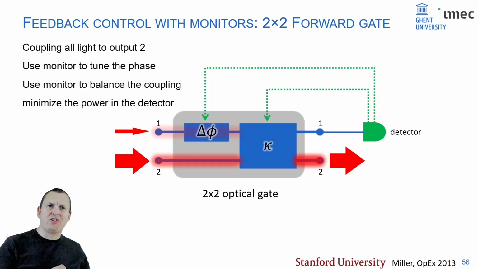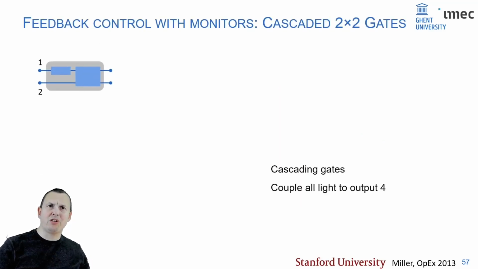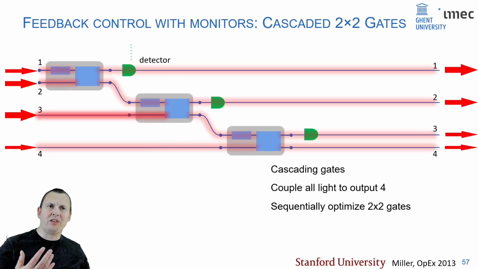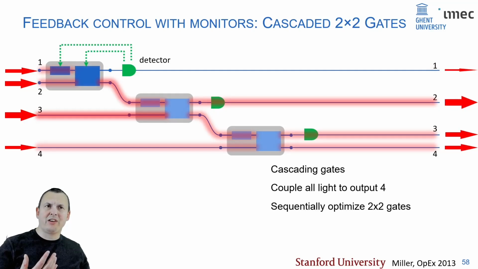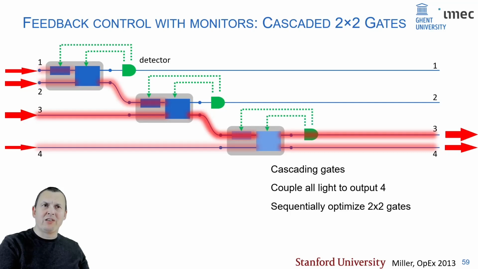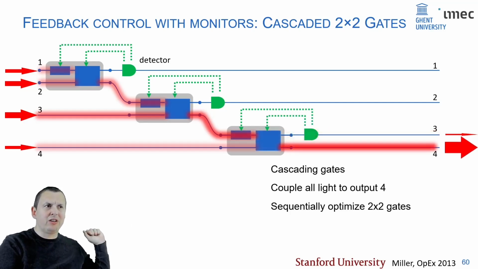And now we can cascade such gates to make circuits that do the same thing but with a larger number of inputs, essentially just reducing first the light in output 1 using the detector, then reducing the light in output 2 as well using the second detector, and then eventually eliminating the light in output 3, so that after the light has propagated through this circuit, all the light ends up in output 4.